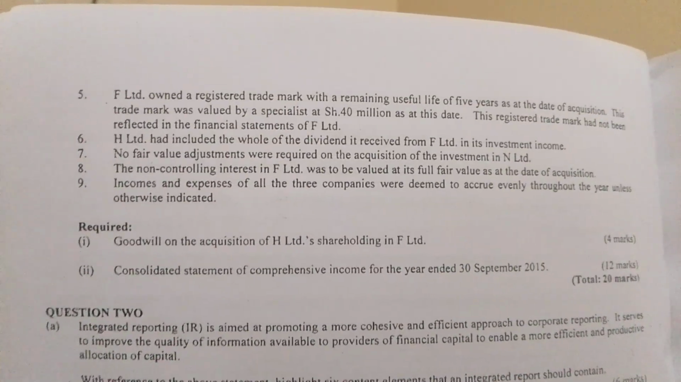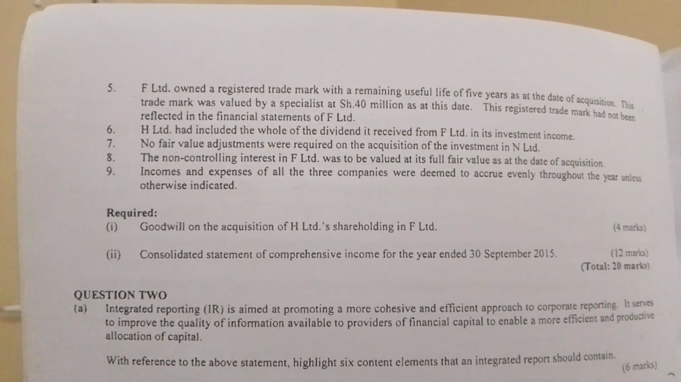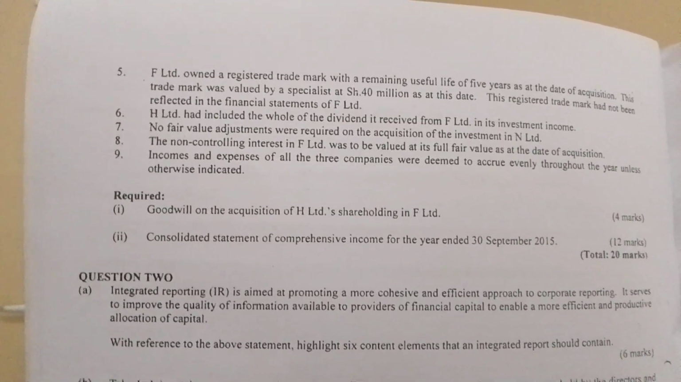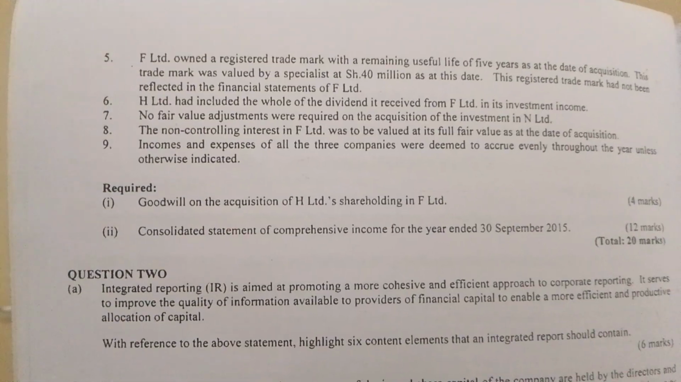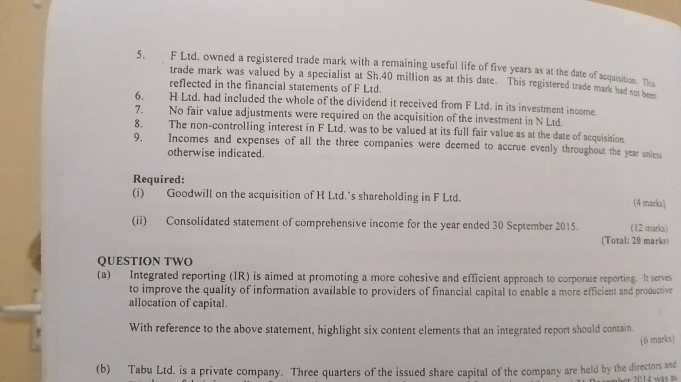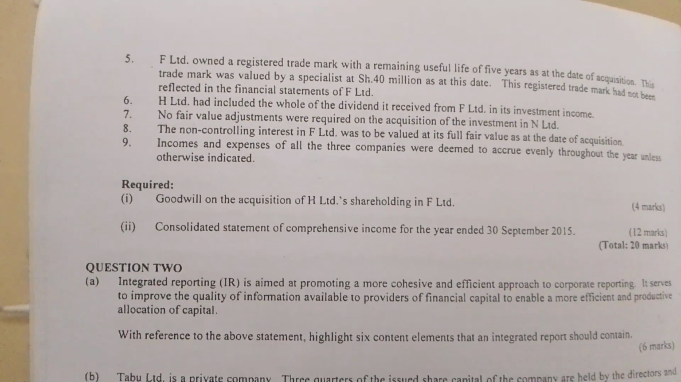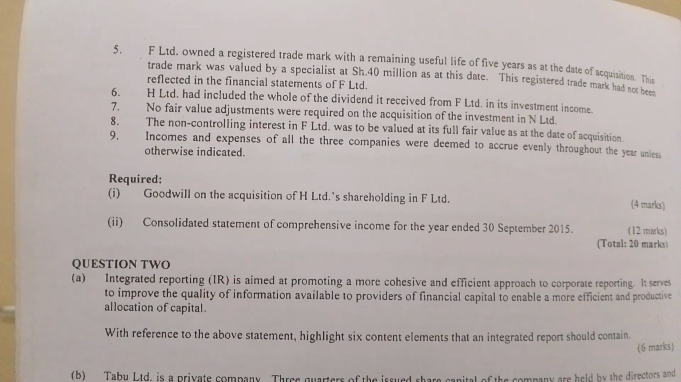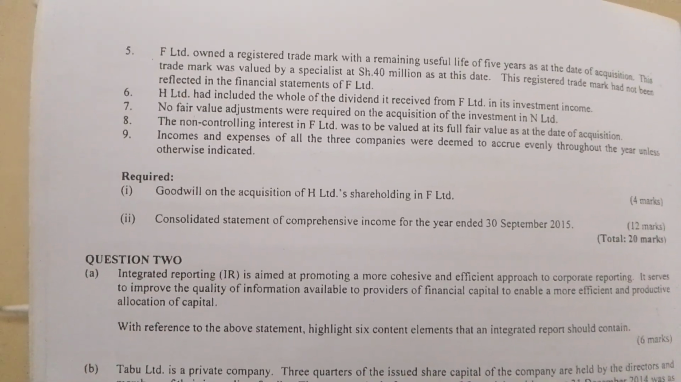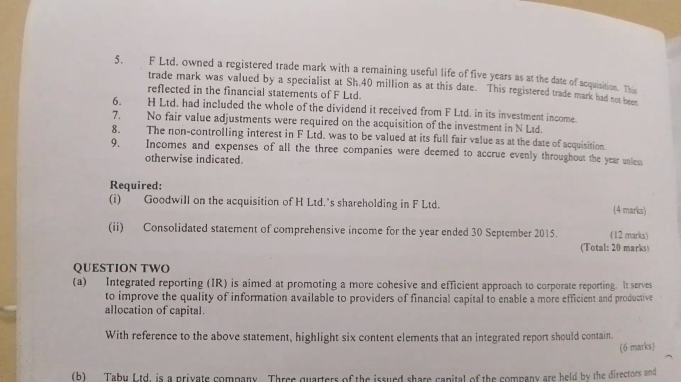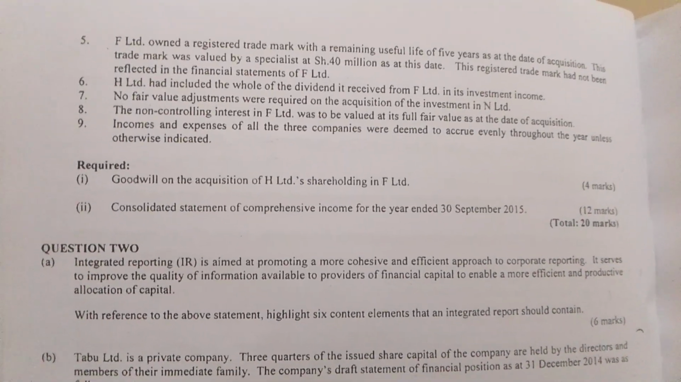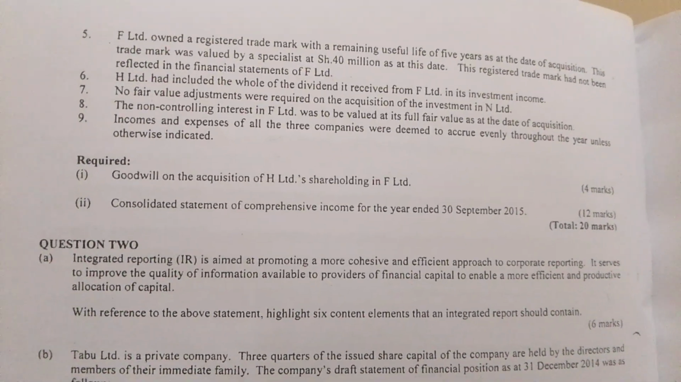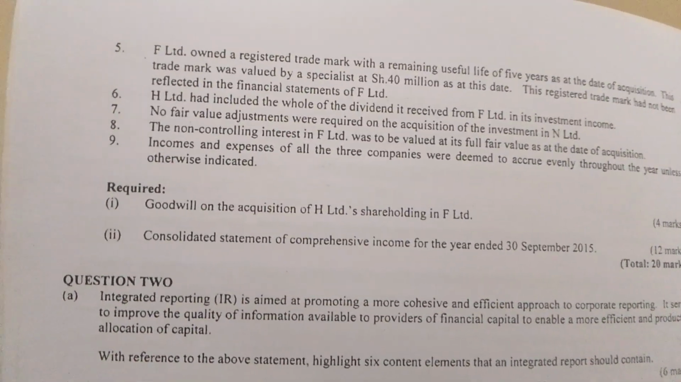Point number 5. F Limited held a registered trademark with a remaining useful life of 5 years as at the date of acquisition. This trademark was valued by a specialist at shillings 40 million as at this date. This registered trademark had not been reflected in the financial statements of F Limited.